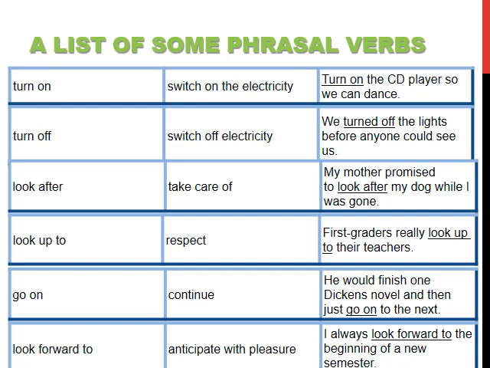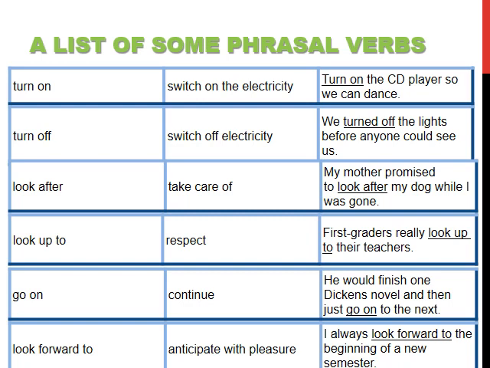Here we have a list of some phrasal verbs with their meanings and with some examples. First of all, we have turn on and turn off. These are opposite phrasal verbs. Turn on means to switch on the electricity. Turn off means to switch off electricity. We can say turn on the CD player so we can dance, and we can say we turned off the lights before anyone could see us.